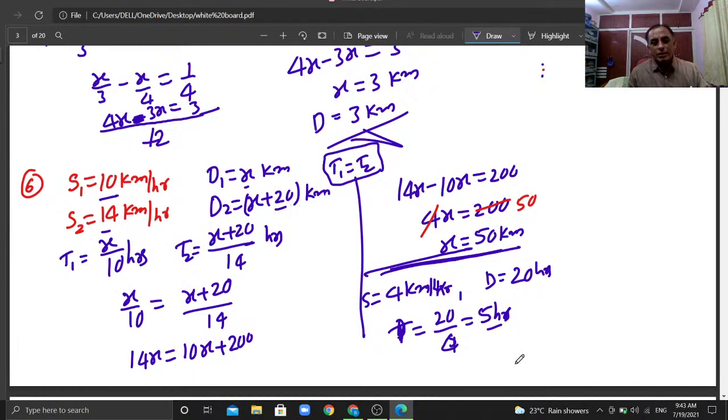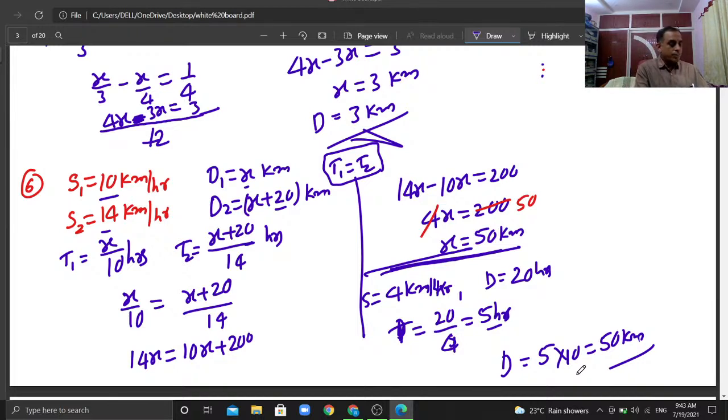Speed is 10 kilometer per hour. Now what is the distance? Distance is equal to time into speed. Time is 5 hours, speed is 10. 5 into 10 is 50 kilometer. It is equal to 50 kilometer. Clear? Next one.